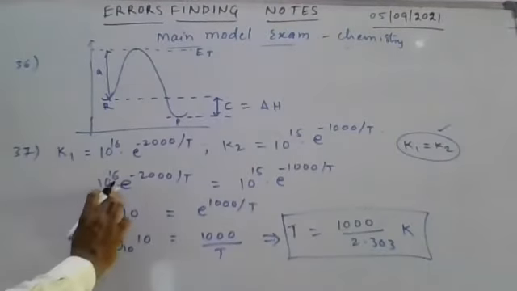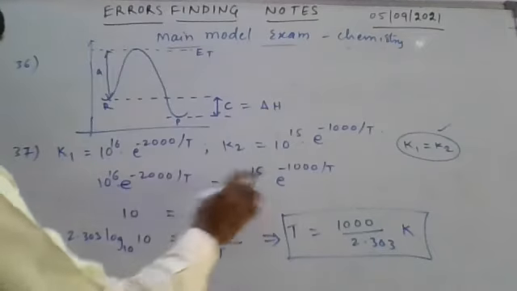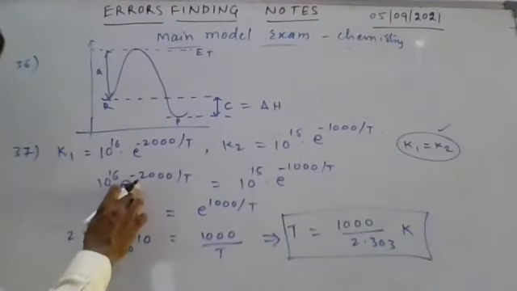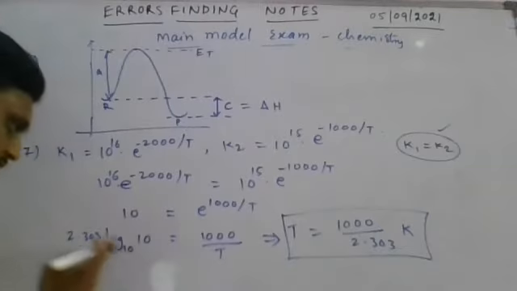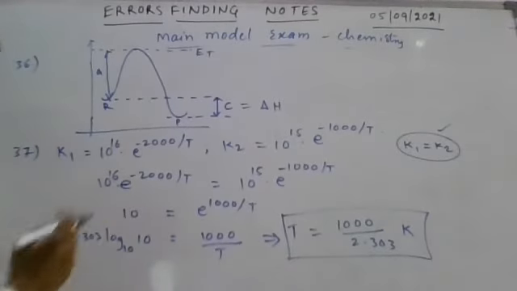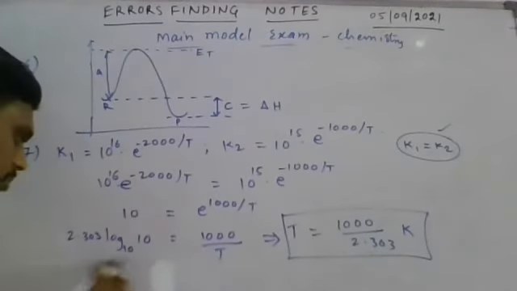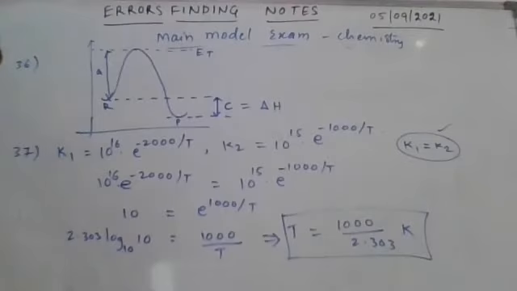Now first equate both. Cancel the 10 to the power values, with the e to the power values on the same side. For applying log, first apply ln, natural log, then convert to ln base 10, which means log base 10.